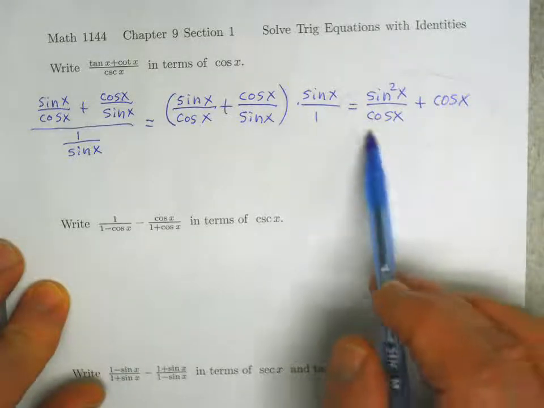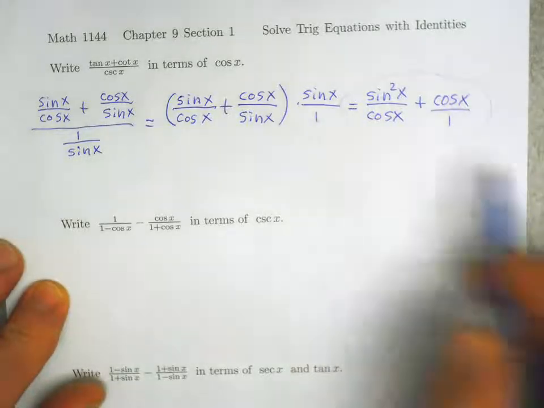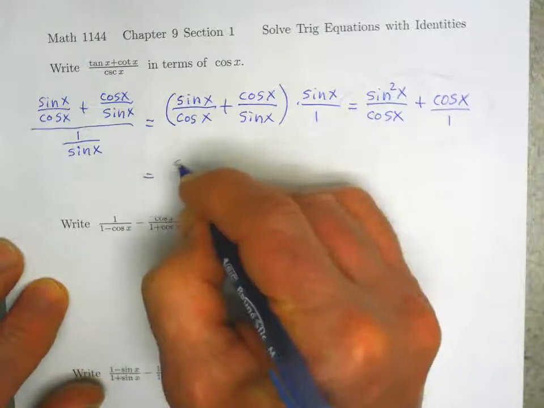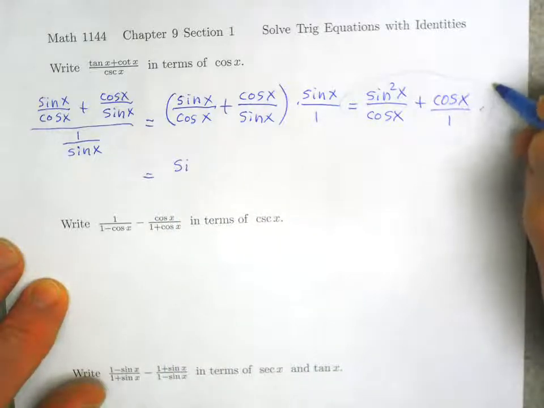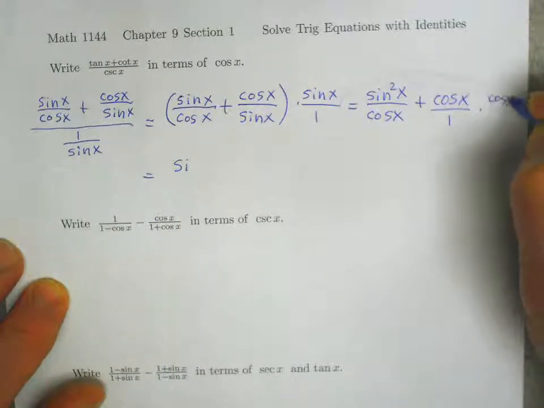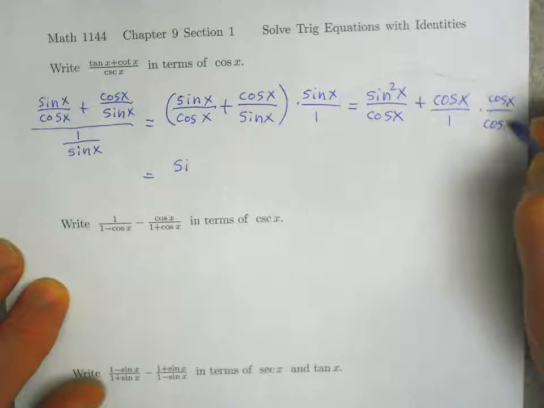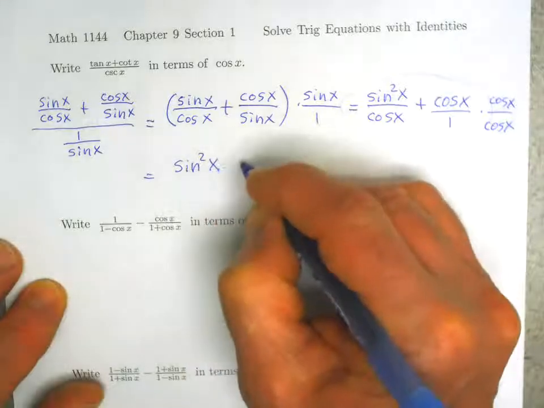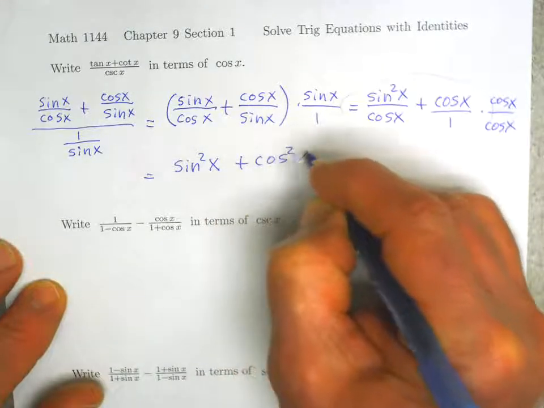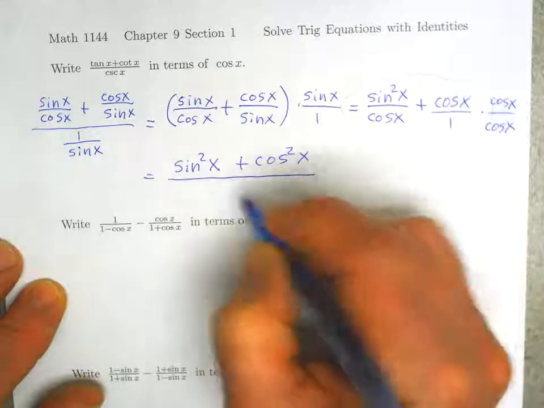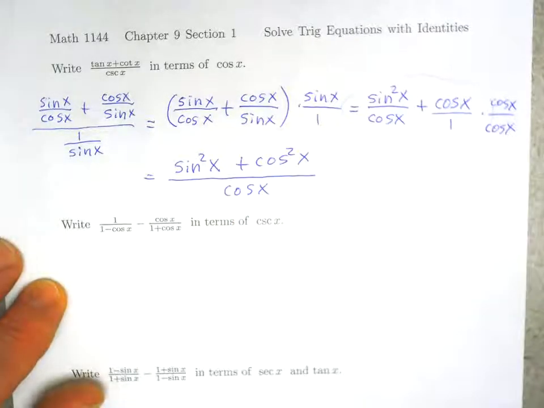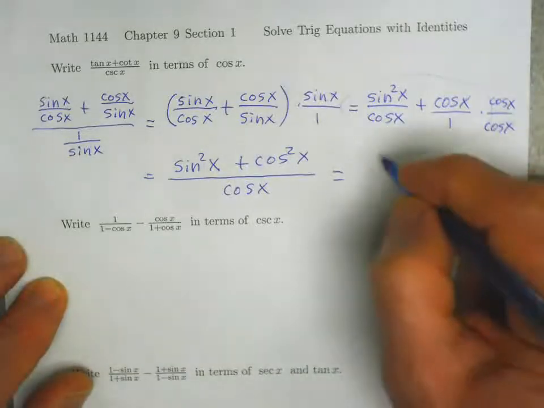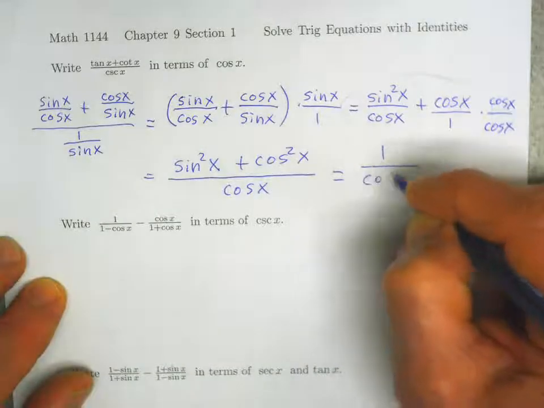And now we'll simplify this. The least common denominator is cosine of x. So if we multiply the numerator and denominator by cosine of x, we're just multiplying by 1. We'll get sine of x squared plus cosine of x squared divided by cosine of x. And then in the numerator, sine of x squared plus cosine of x squared is 1, so we get 1 over cosine of x.